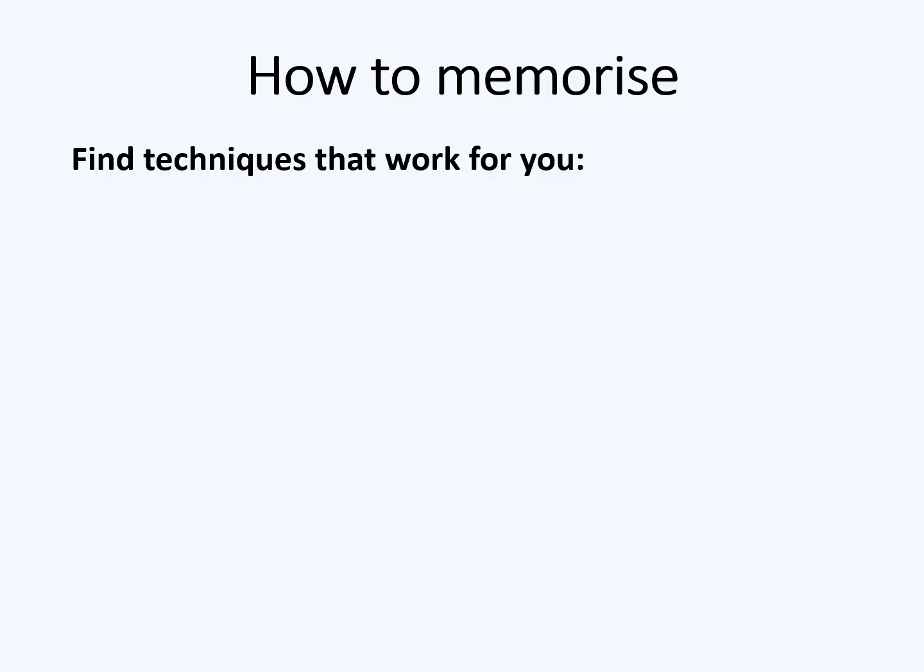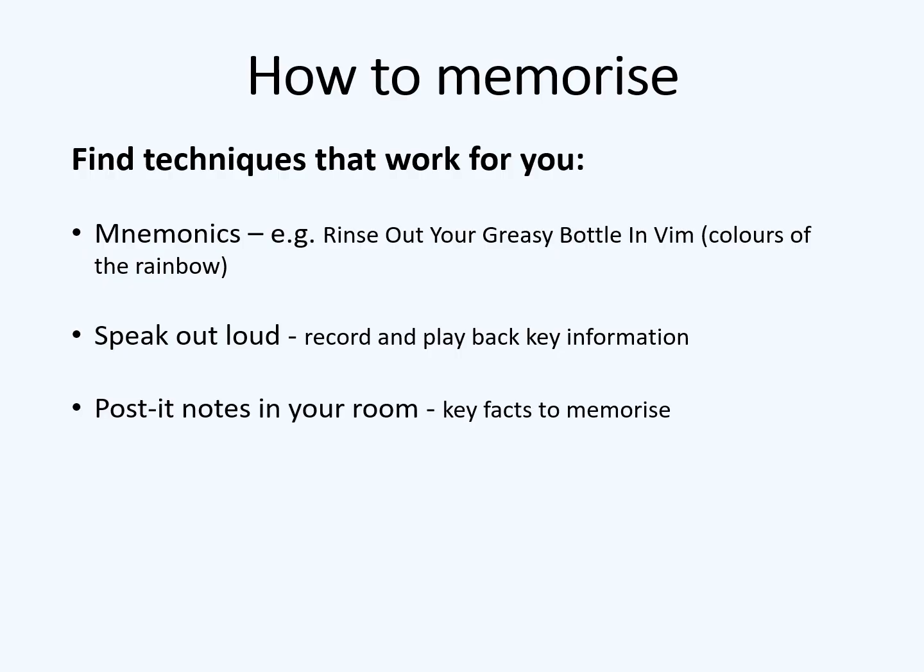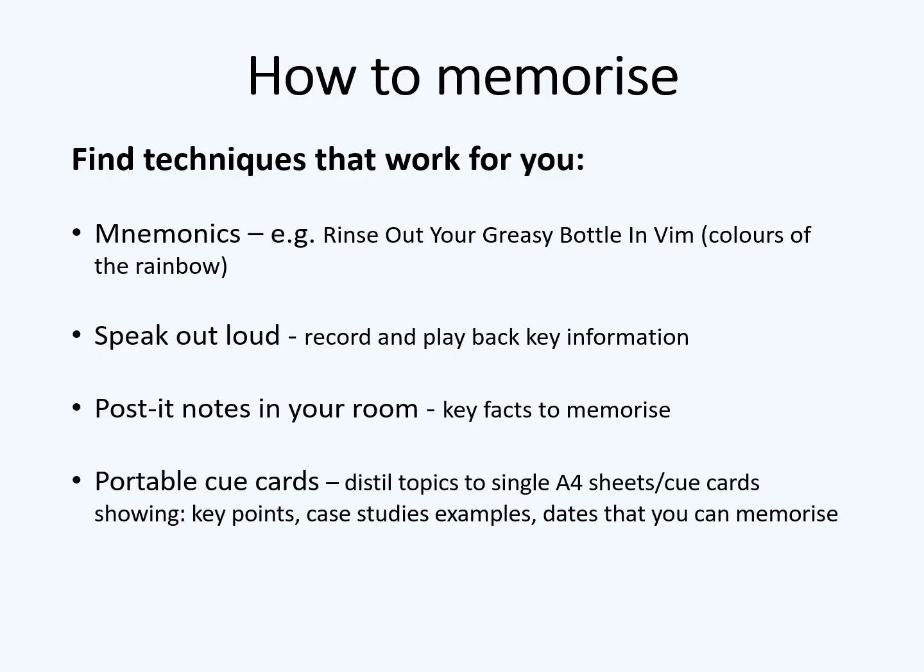Depending on how best you learn, there are a few techniques that might help you memorise information. Mnemonics can be useful. "Rinse out your greasy bottle in Vim", for example, is a good way to remember the colours of the rainbow: red, orange, yellow, etc. Speaking out loud may help, recording and playing back key information or explaining key theories or concepts to an imaginary class. Post-it notes on your wall containing key facts can be removed one by one as you memorise them, offering a clear sense of progress as they diminish in number.